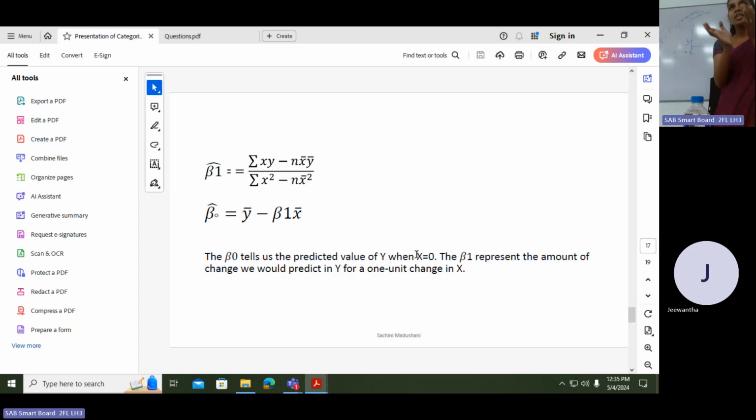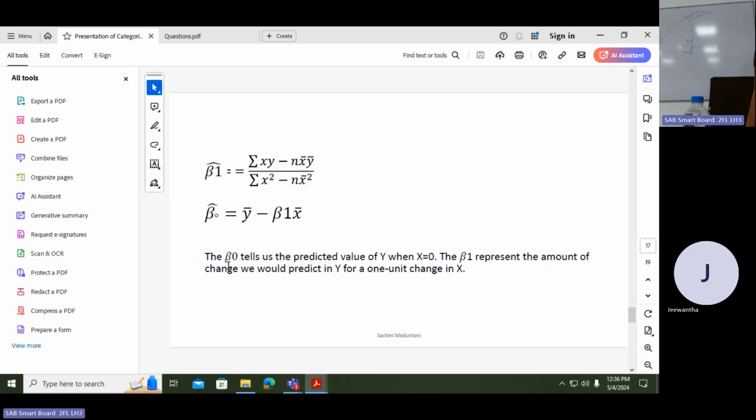Understood? This regression model is a mathematical model. Through this mathematical model, we cannot get the real value, the actual value. Always we can get the predicted value or estimated value. Understood? Then we say beta naught is the predicted value of y when the x value is equal to 0.